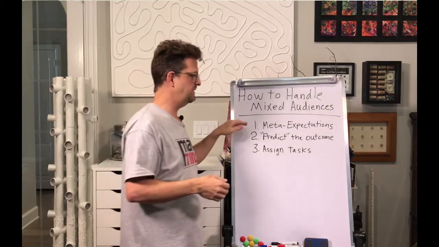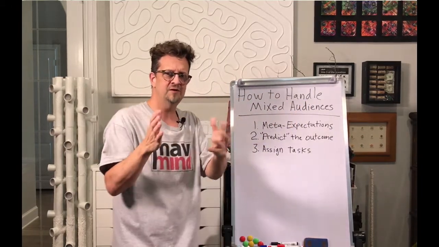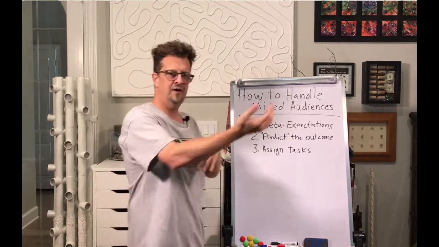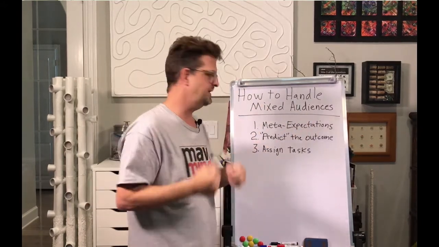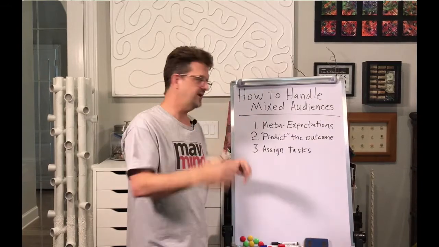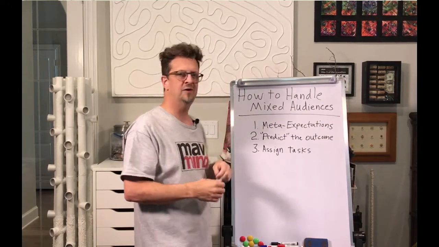So that's the first thing you want to do: set those expectations, whatever type of meeting you're having. Figure out how you want them to behave, how you're going to behave, and set that up, and make sure they agree to that. And then the second thing is I want to predict the outcome.